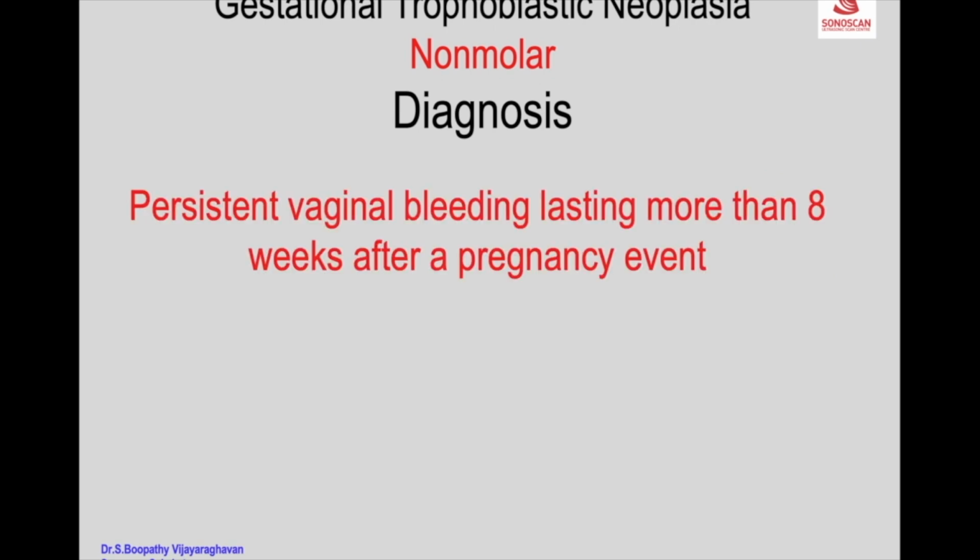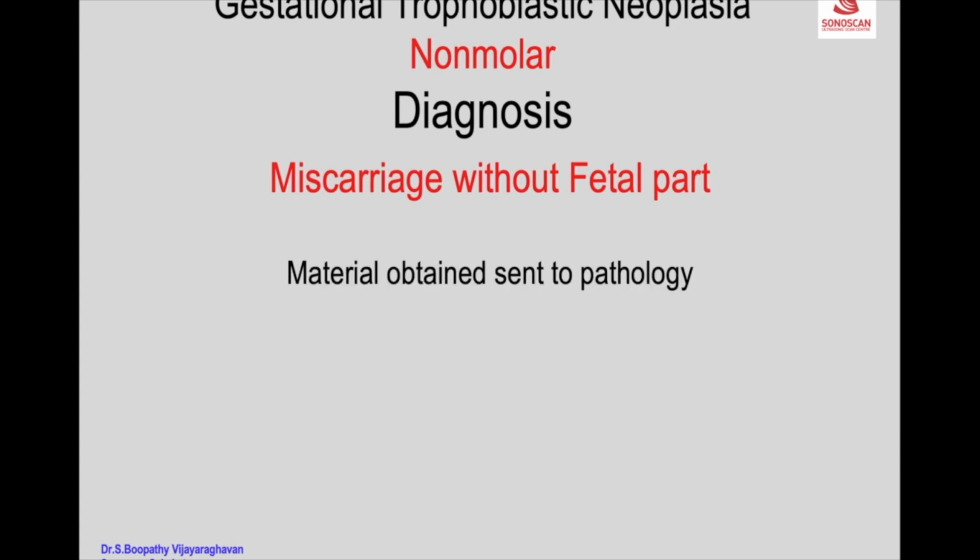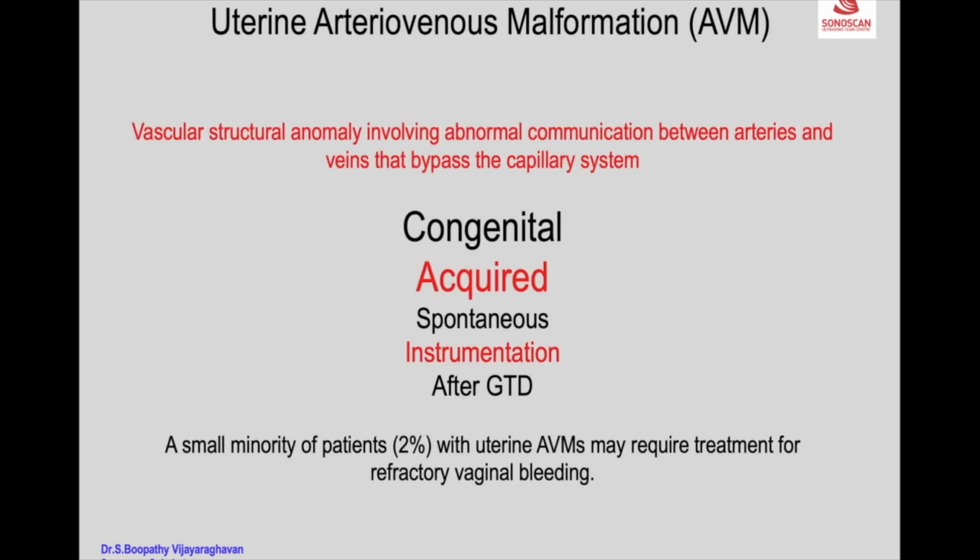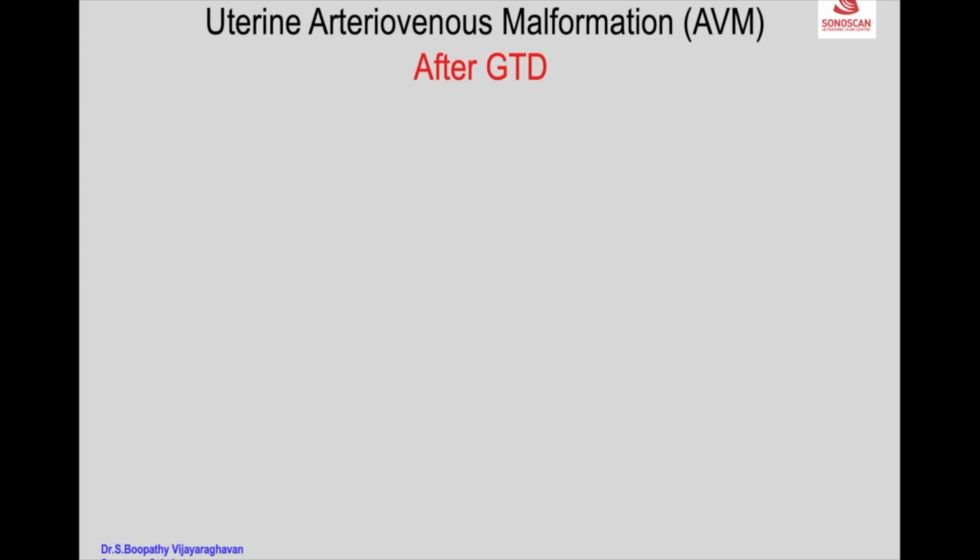For non-molar GTN, diagnosis should be suspected with persistent vaginal bleeding lasting more than 8 weeks after a pregnancy event, and urine HCG tests should be done, and if it is elevated, then we must think of this condition. And also it should be considered when there is a miscarriage without a fetal part, and in that case material obtained is sent to pathology. About 2% with uterine AVMs may require treatment for refractory vaginal bleeding, and the treatment may be by embolization.